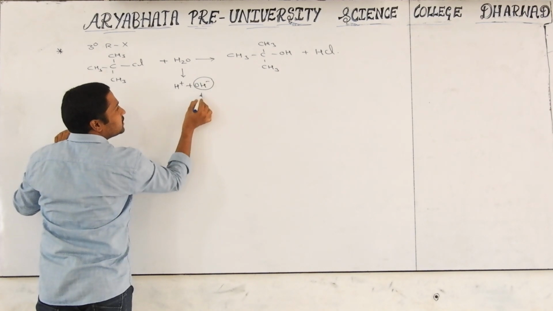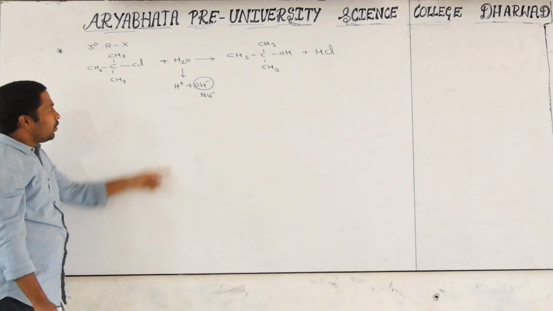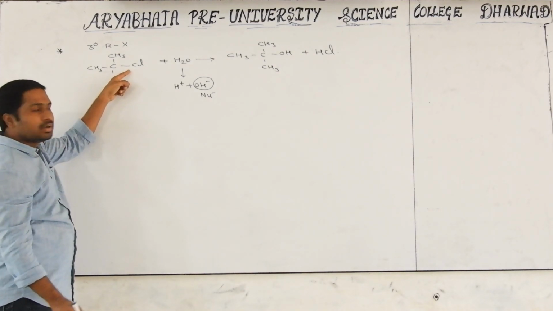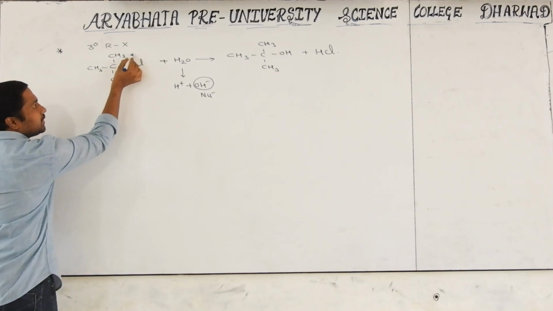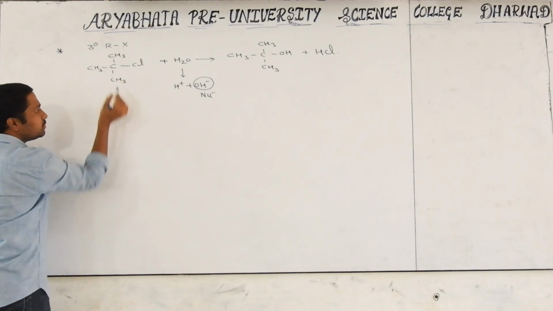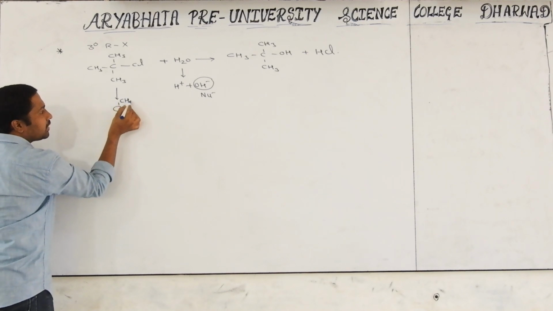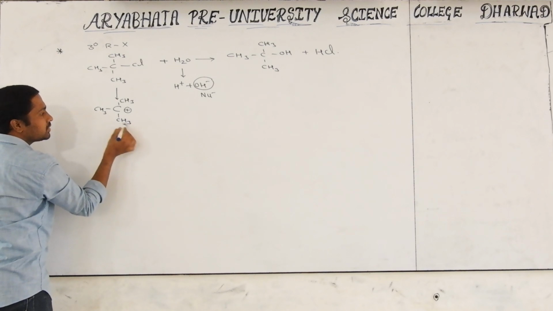This OH minus itself is acting as which one? Nucleophile. Why does it easily take part in the chemical reaction with this one? After breaking the alkyl halide, the bond shifts like this, then we get a minus here and a plus here. After breaking we get a positively charged carbocation. This carbocation is something special.